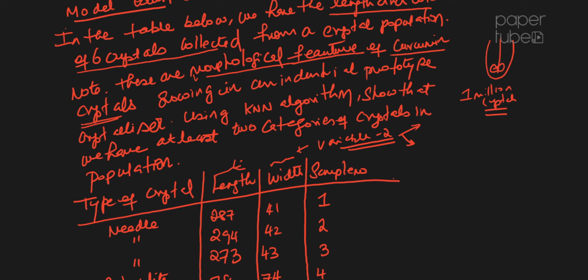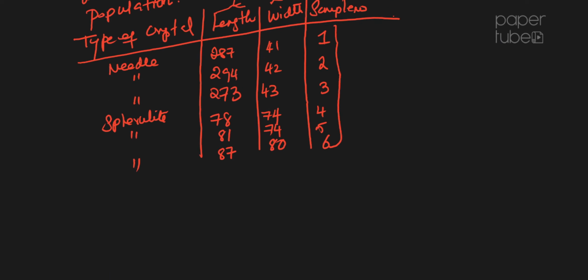Then what we need to do is use the KNN algorithm, and we have to show that there are at least 2 categories of crystals in the population. So here the population size is 6. I put the sample number just for convenience. So you have 6 samples, 1, 2, 3, 4, 5, and 6, and then their properties, which we measured in the lab: length and width, and then the type of crystal.